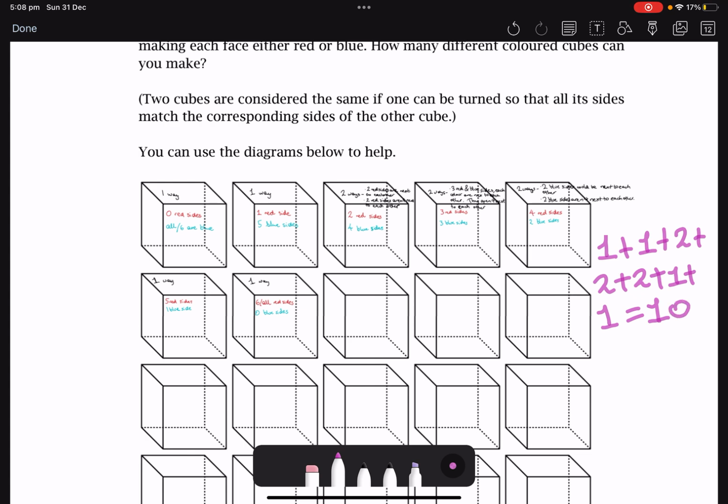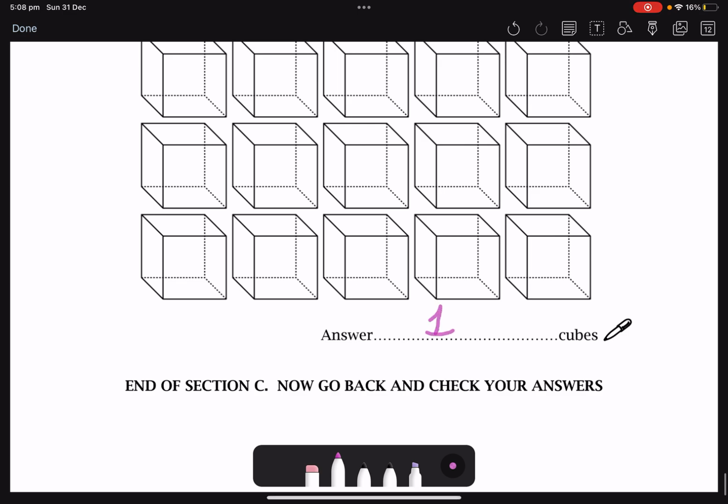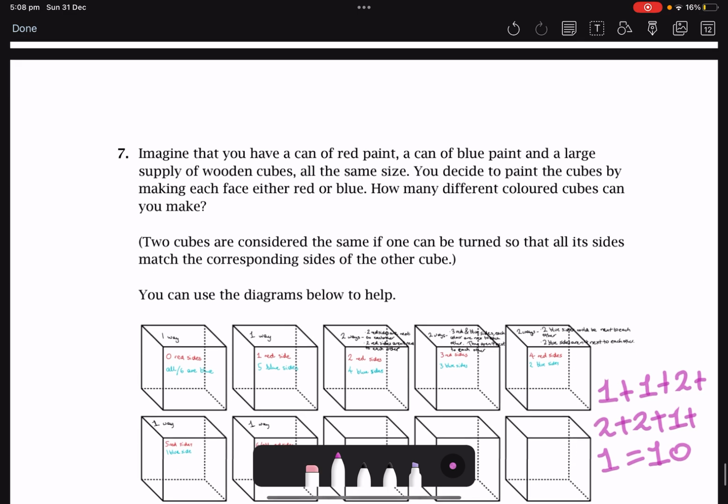So if we scroll down, the answer is 10. There's 10 different ways you can do it.